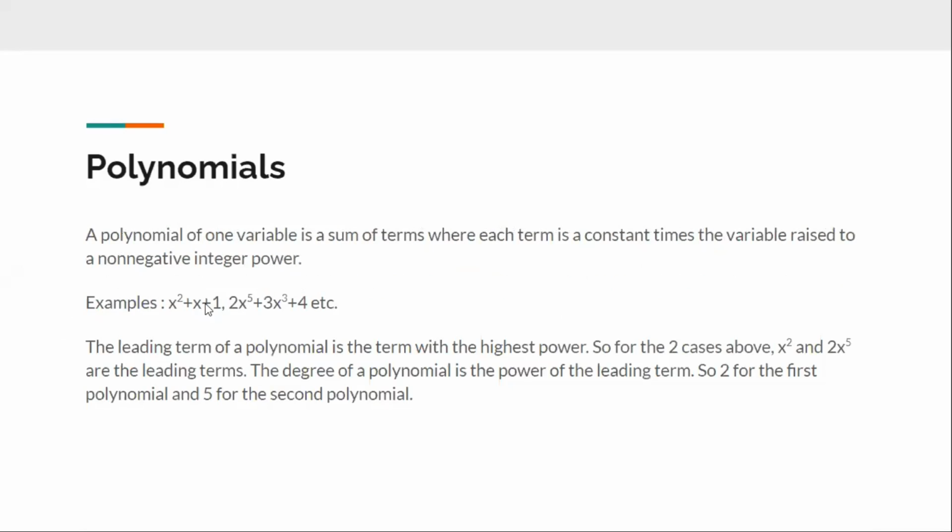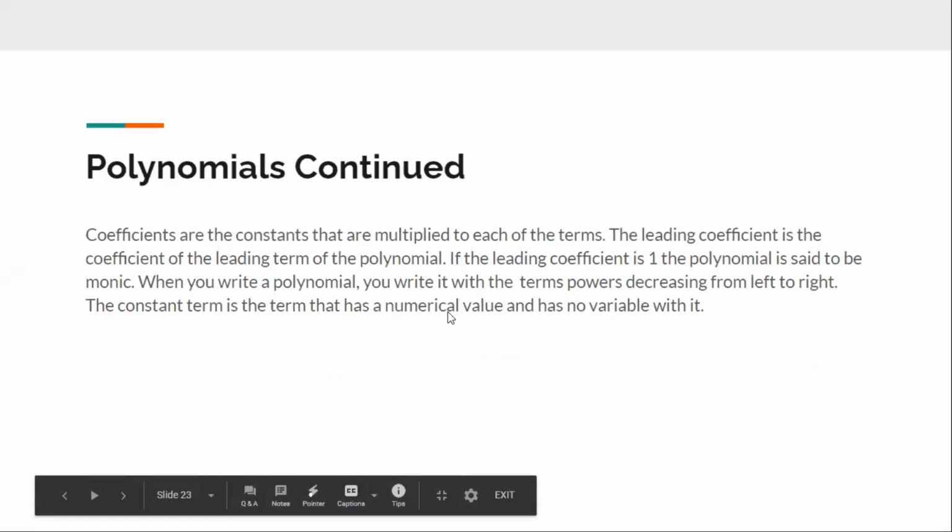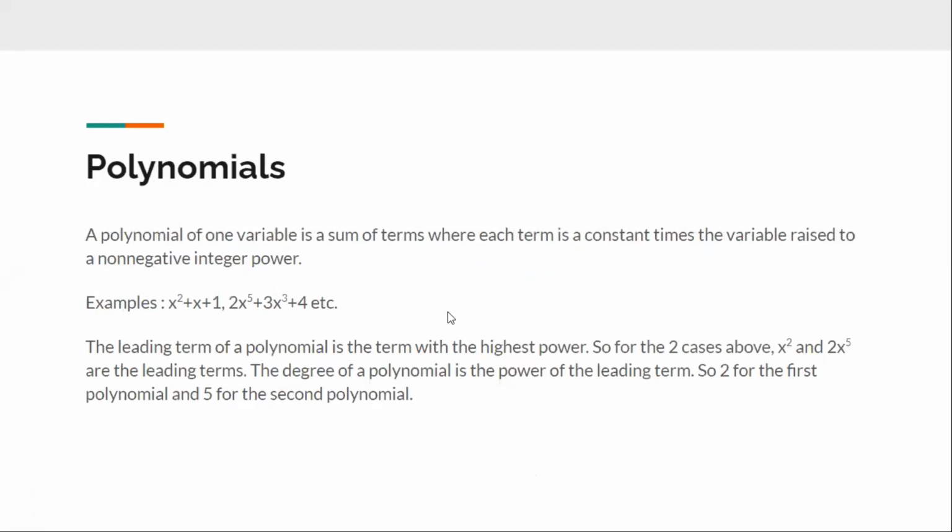So this polynomial right here is monic because x squared, the leading term, has a coefficient of 1, but this polynomial is not monic. When you write a polynomial, you write it with the powers decreasing from left to right. And the constant term is the term that has a numerical value with no variable with it. So in this case, 4 is the constant term and 1 is the constant term.